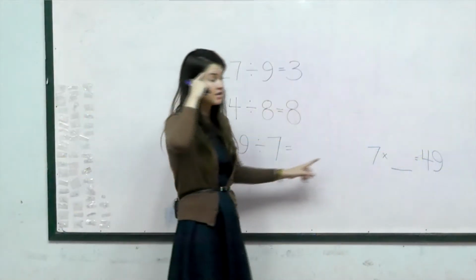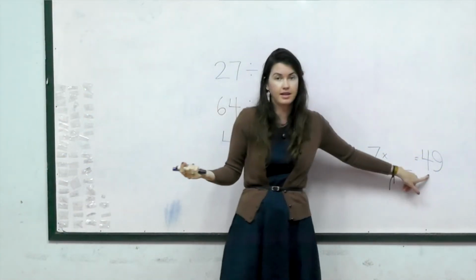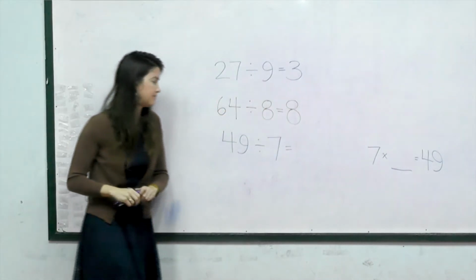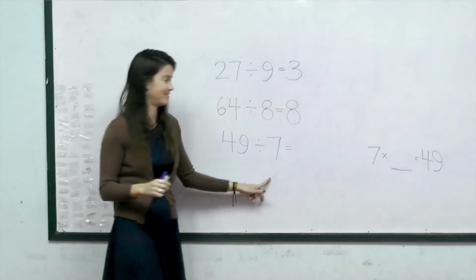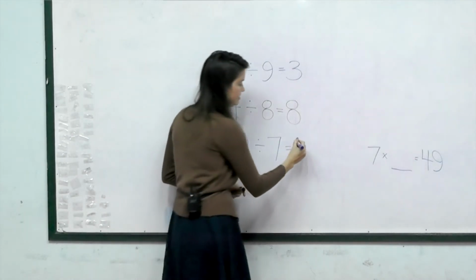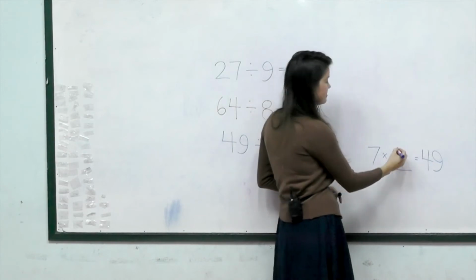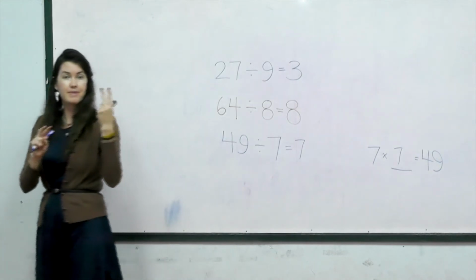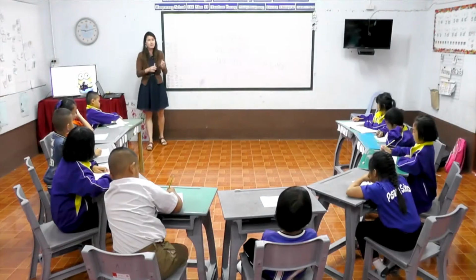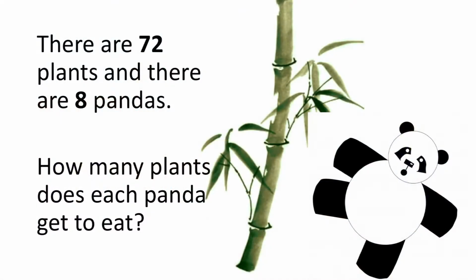If it's easier to think 7 times what number gives us 49, that is a really great way to do it. So what's 49 divided by 7? Equals 7. And what's 7 times what gives us 49? 7. So if you don't know your divisions, you can flip them and make it a multiplication problem, and it might be a little easier for you. So let's see what our last problem is.